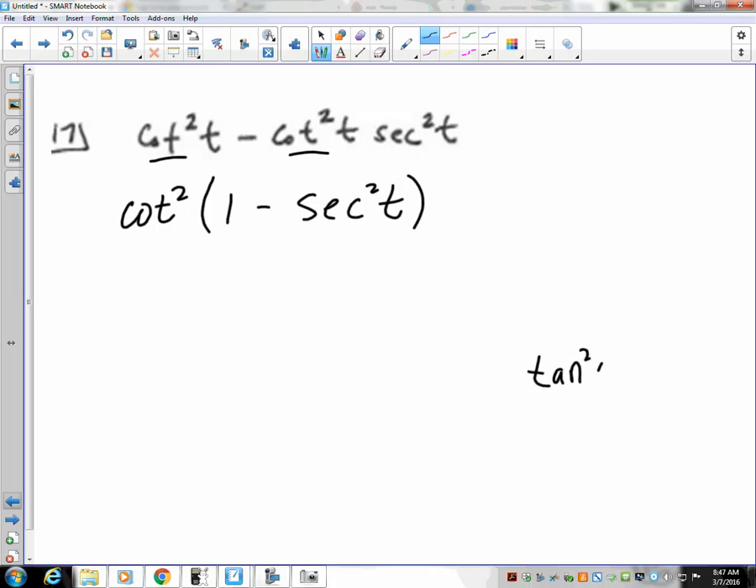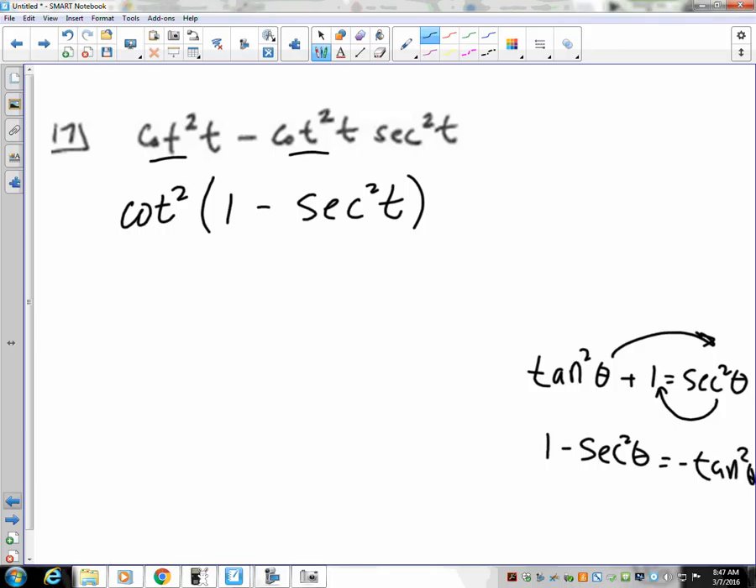So my Pythagorean identity, I know that tangent squared plus 1 equals secant squared. So to get 1 minus secant squared here, I would take it and move it over, okay? And then therefore I would have to switch tangent squared over here. So they're basically switching. So both of these are negative. So we get 1 minus secant squared equals negative tangent squared. So now that's going to give me cotangent squared times negative tangent squared.